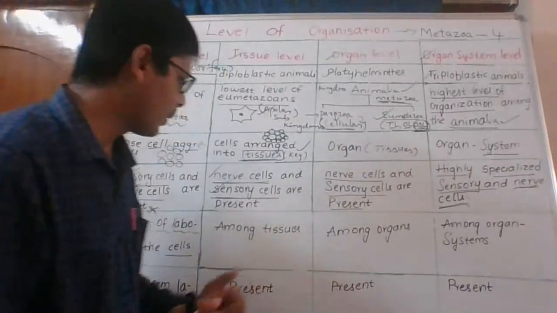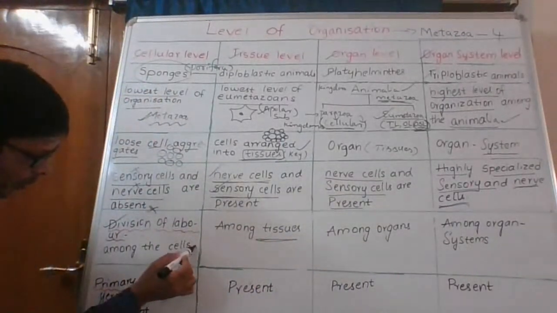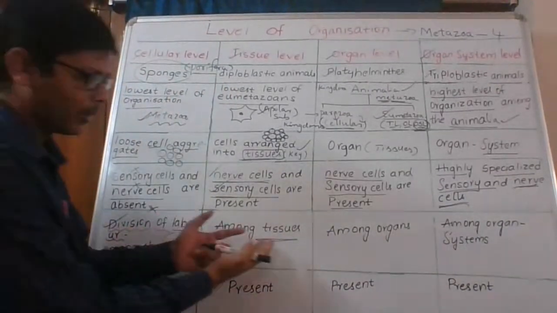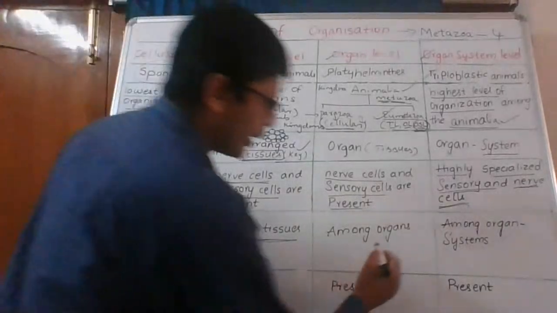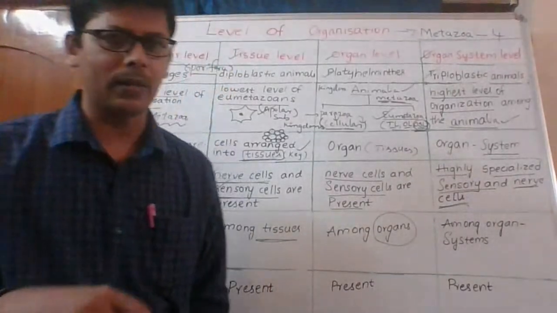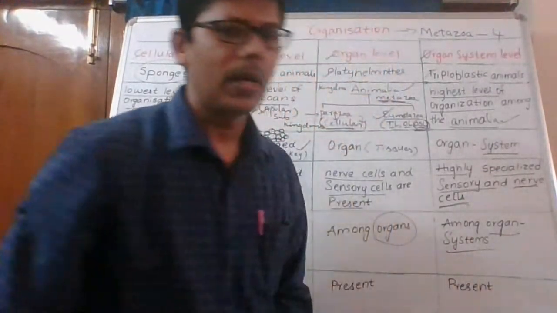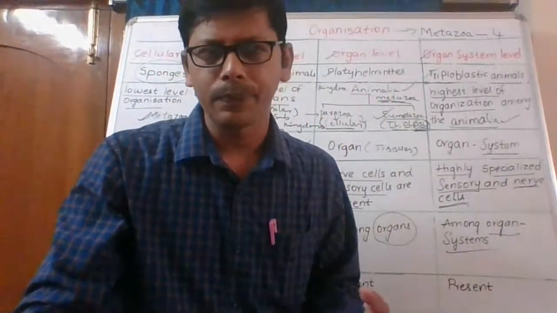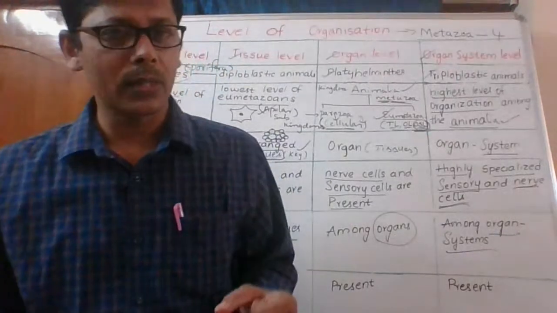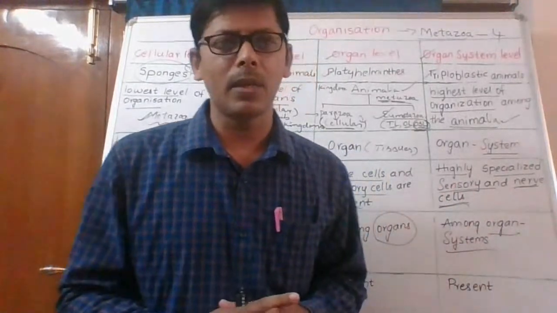Next, come to the tissue level of organization. Here there is division of labor among the tissues: different tissues perform different functions. Then, division of labor among the organs: organs do different functions. Then, division of labor among the organ systems. Our reproductive system helps in reproduction, the digestive system helps in digestion, the immune system helps in defending our body, and the endocrine system helps in bringing chemical coordination among different organs.